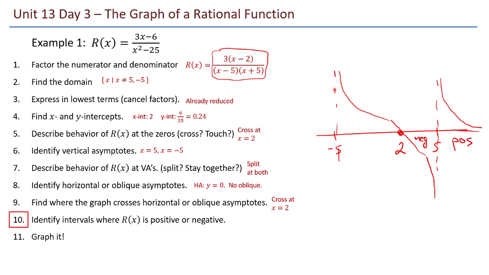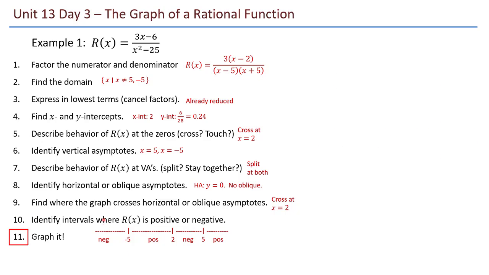It has another vertical asymptote, so it's positive here. But I know at negative 5 it splits, so it's going to come up and be negative over there. So I can say, for these various regions of the graph, whether the graph is positive or negative. So I kind of draw out a little x-axis and I identify where it's positive and negative.